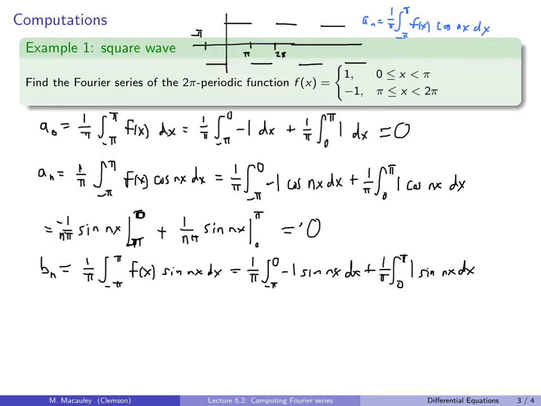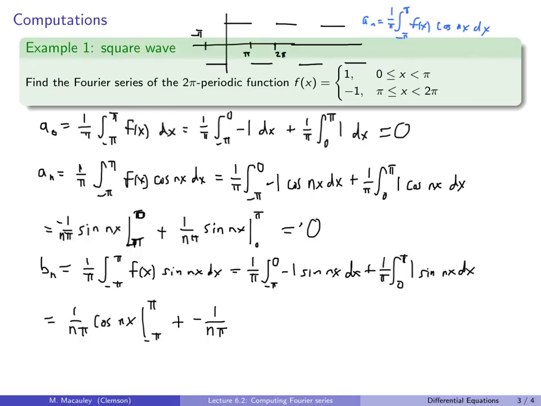So this first integral is going to be 1 over n pi cosine of nx. And let's see, do I need a negative sign here? I might need a negative sign. So let's see. The derivative of cosine is negative sine. So that's correct. But I'll need it for the next one. I need a negative sign. So this is going to be plus negative 1 over n pi.